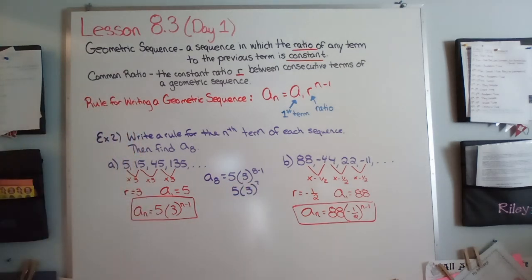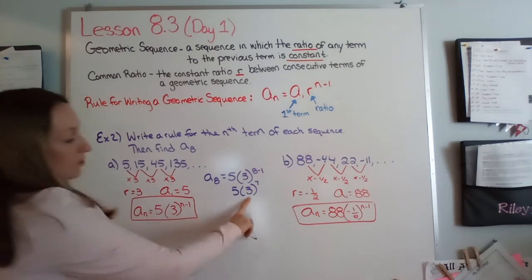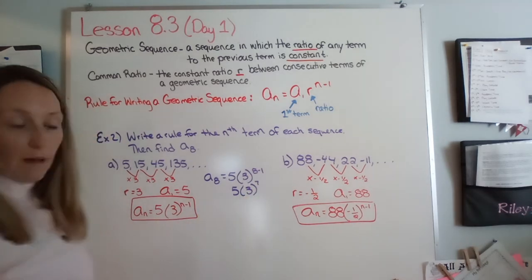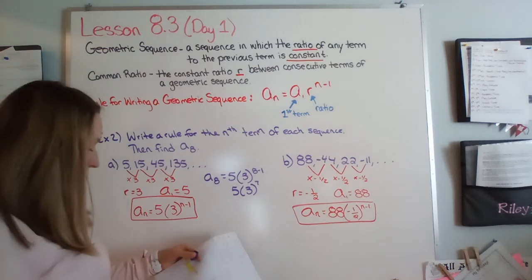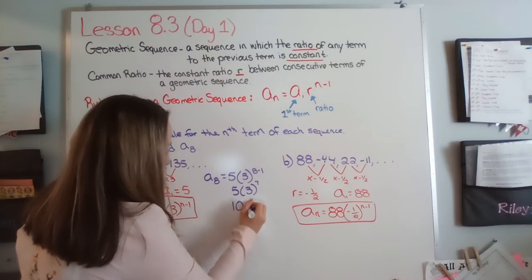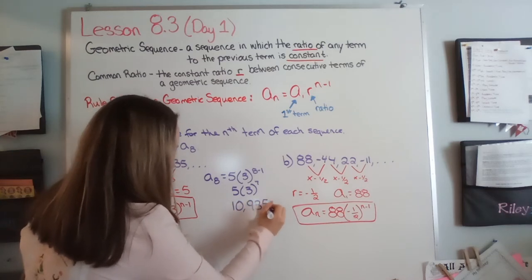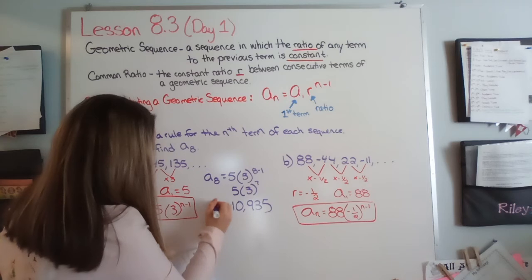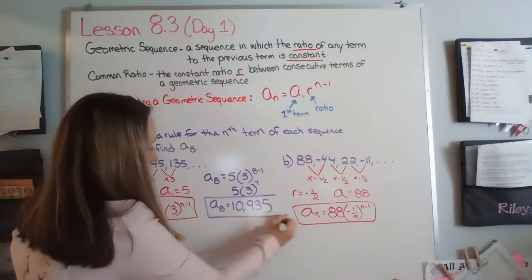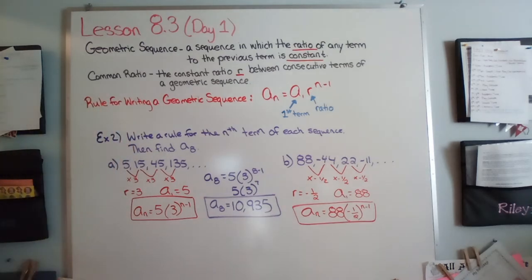Evaluate the exponent next. So you're going to do 3 to the 7th, and then after you do 3 to the 7th, you multiply by 5, and that's going to give you 10,935. So 10,935 is the 8th term of this geometric sequence. Okay.